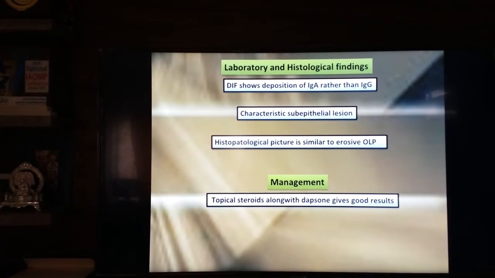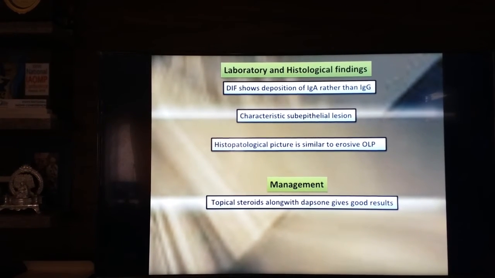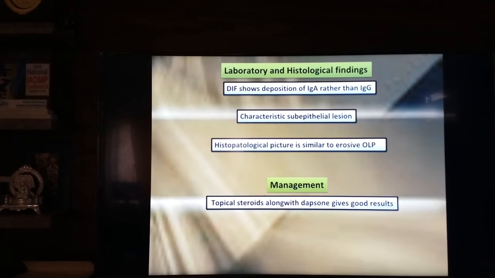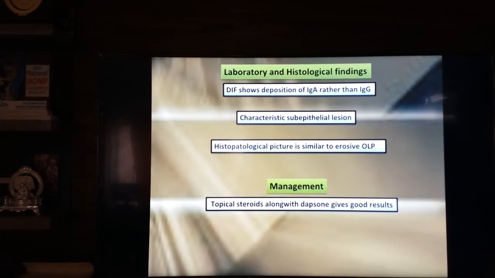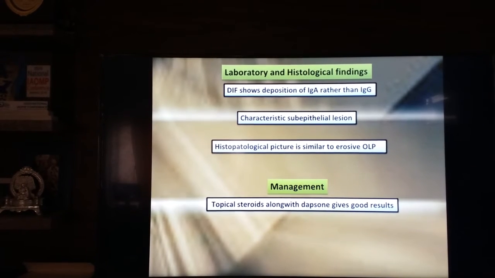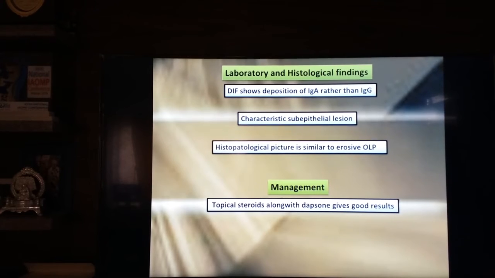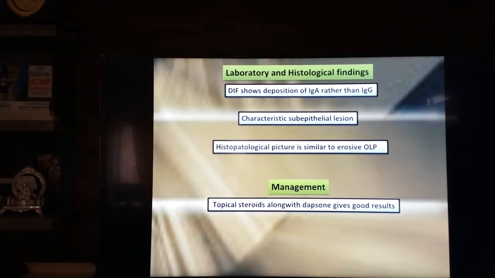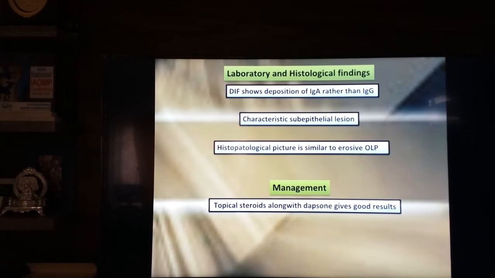Histologically, you will find direct immunofluorescence showing a deposition of IgA instead of IgG, and the characteristic subepithelial lesion is a manifestation. The histological picture is almost similar to oral lichen planus. The management is done by topical steroids, following which dapsone therapy could be of great help.